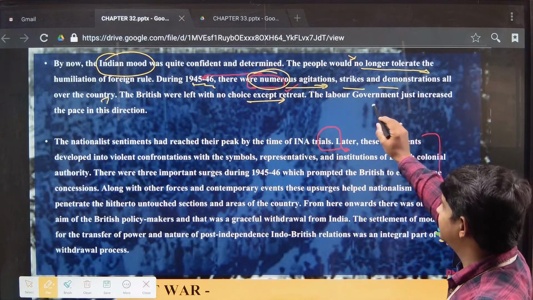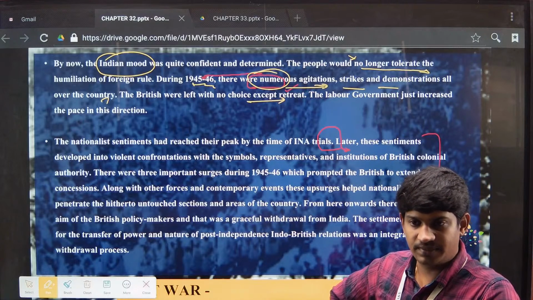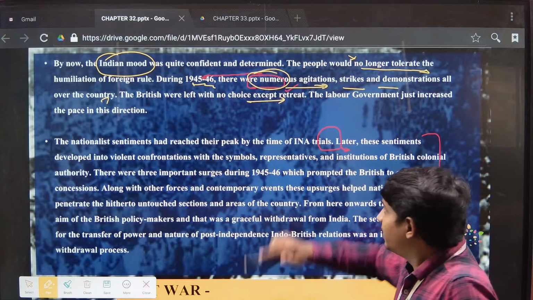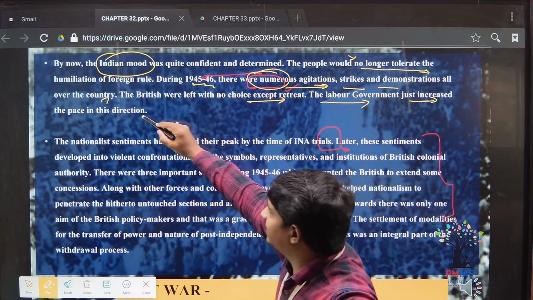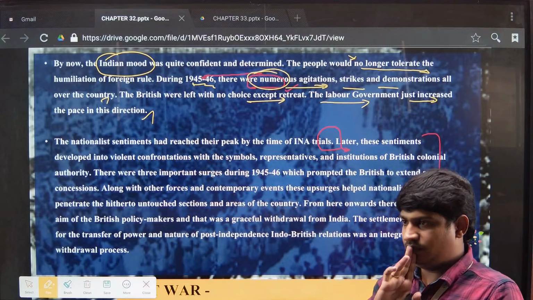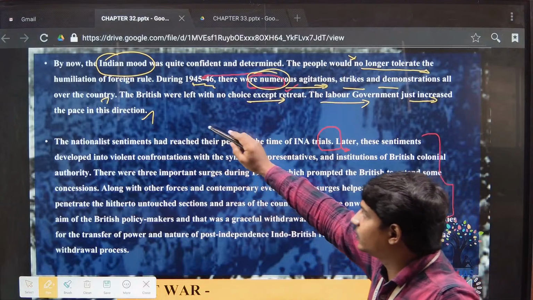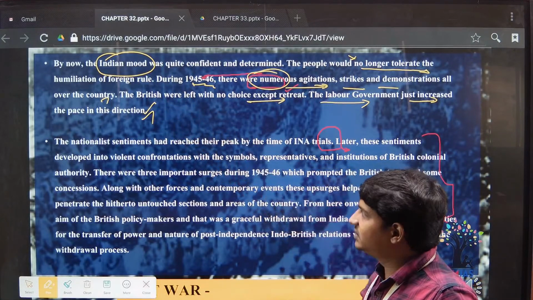And next, if the previous British government had been there, what would they have done? They would have taken measures to suppress these movements. But here, the Labour government just increased the pace in this direction. So what do Indians need? Independence. So when to give independence, what to do, how to give it, in this they changed their decision.